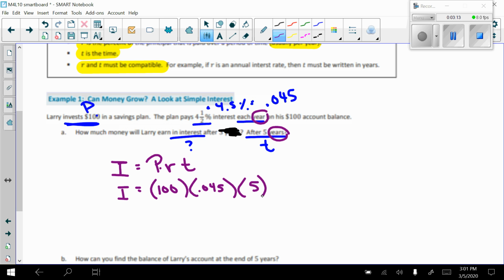Now I'm going to pick up my handy-dandy calculator, and I'm going to type all that in. Remember, if two numbers are touching each other, such as these, it means multiply. So 100 multiplied by 0.045 times 5 equals $22.50 earned in interest.